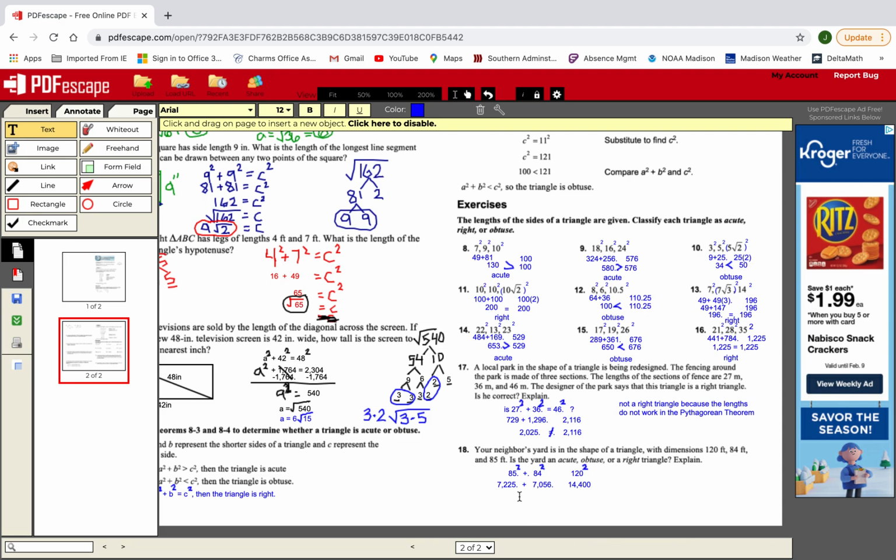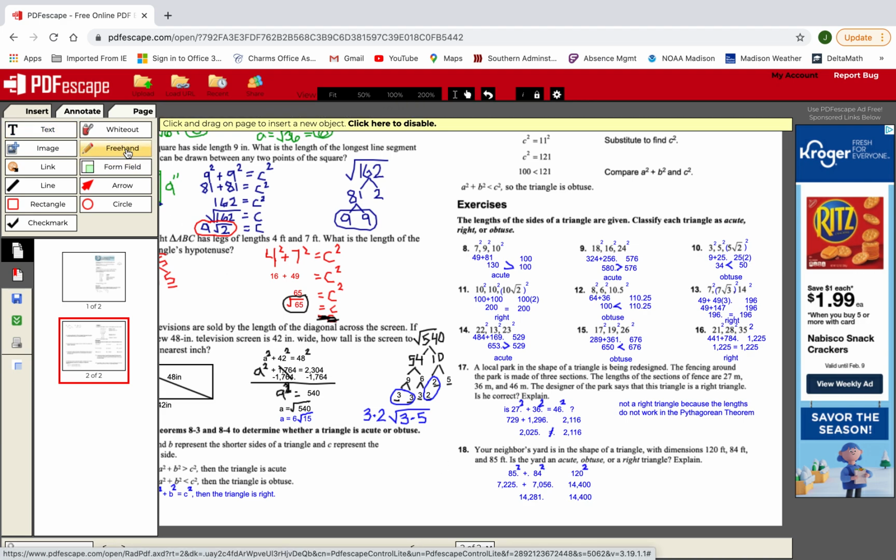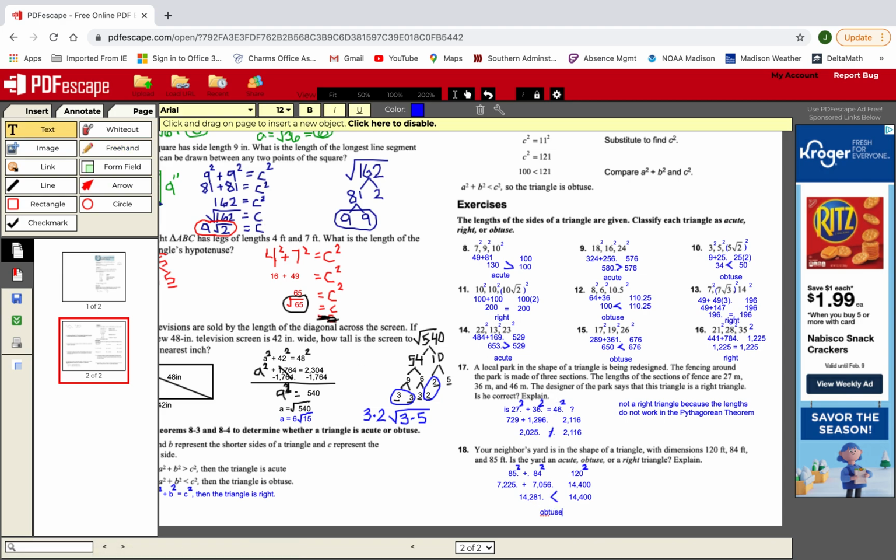Okay, so I'm going to add these up. 7,225 plus 7,056 ends up being 14,281. And then I'm comparing that to 14,400. So it's not a right triangle, but we need a symbol in here to tell us which one. Okay, so the alligator is going to eat the bigger one, which means the c-squared portion is bigger. And since the c-squared portion is bigger, then it is obtuse.